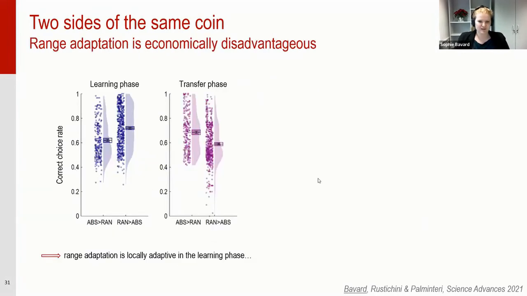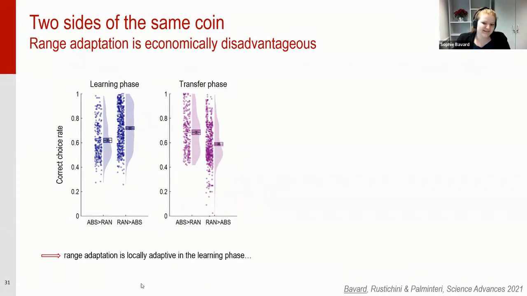So finally, we split participants according to their model likelihood, so either they were better explained by an absolute model or by a range adaptation model. We looked at their correct choice rates in the learning phase and in the transfer phase. And we were again able to replicate the findings from the previous paper, where participants best explained by a range model had a higher performance in the learning phase, but a worse performance in the transfer phase, explained by a higher number of irrational choices in this phase.